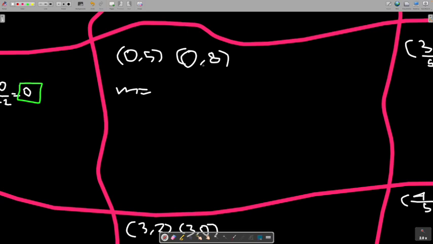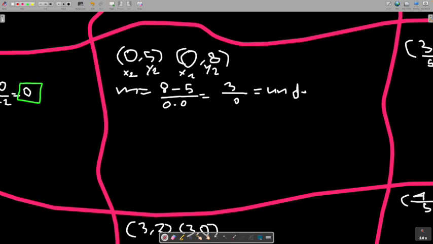Anyways, we have y2, this is y2, and this is y1. And this is x1, and this is x2. So y2 is 8, y1 is 5, x2 is 0, x1 is 0. And then 8 minus 5, that's 3. 0 minus 0, that's 0. Now what is 3/0? That's undefined, right? Because 3/0, that's just undefined. Now undefined, that's because anything over 0 is undefined, obviously.